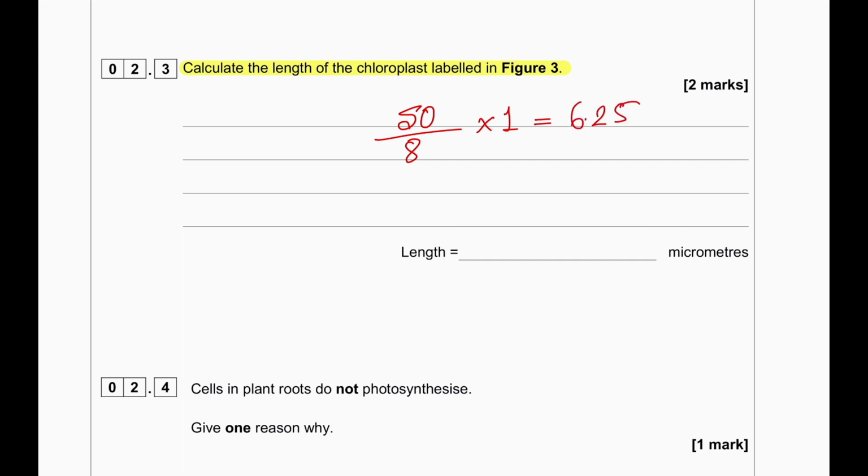We can round off this particular answer. We can write it as equivalent to 6.3, correct to 1 decimal place. So the answer will be 6.3 micrometers.